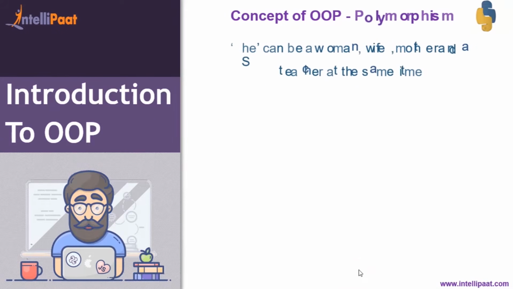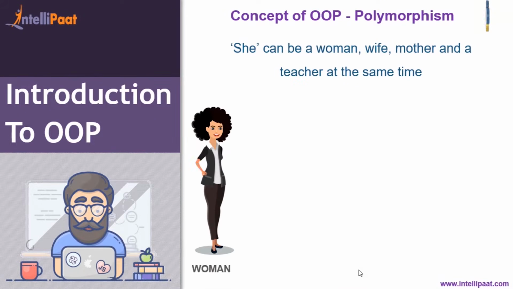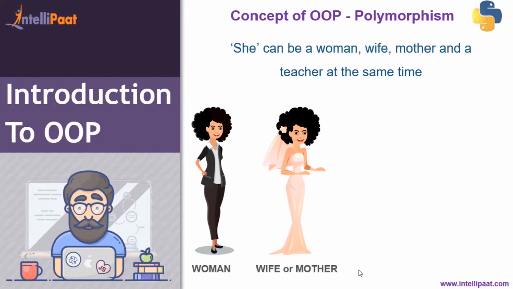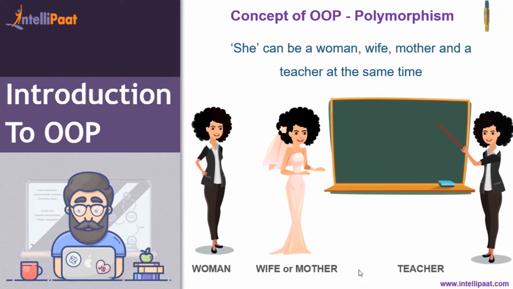The next concept is polymorphism. Now let's take a girl named Alice. She can be a woman, she can be a wife or a mother, or she can be a daughter to her father, or if she is in the teaching profession, then she can be a teacher, right?